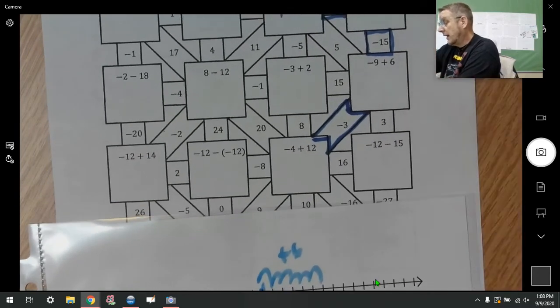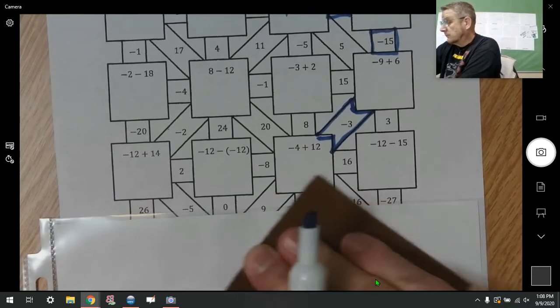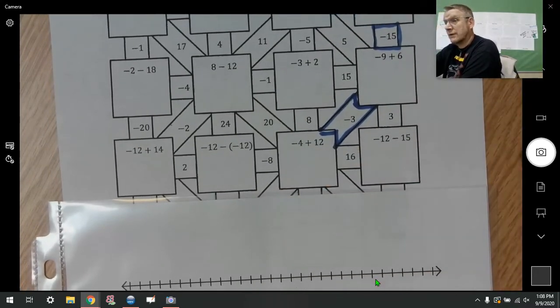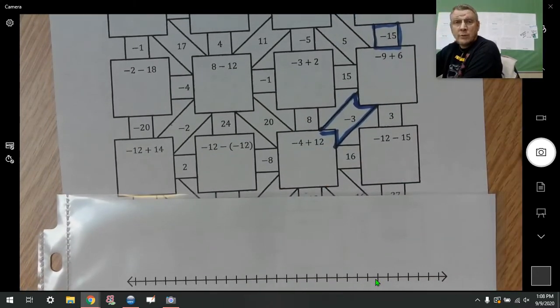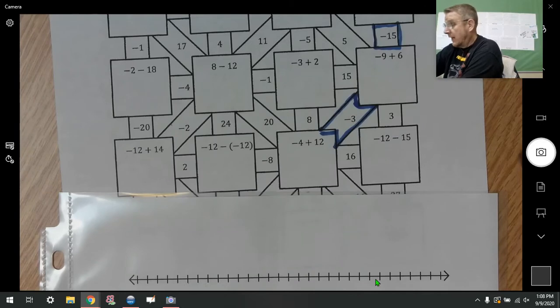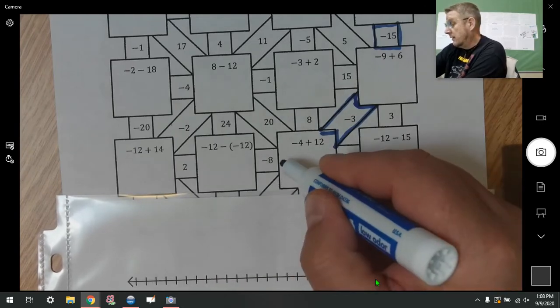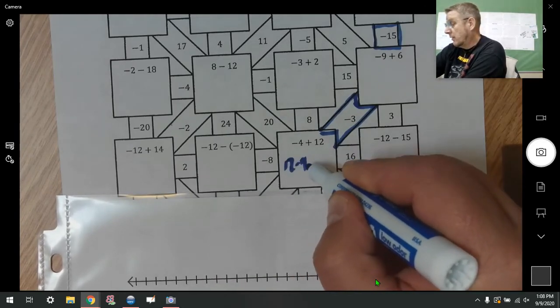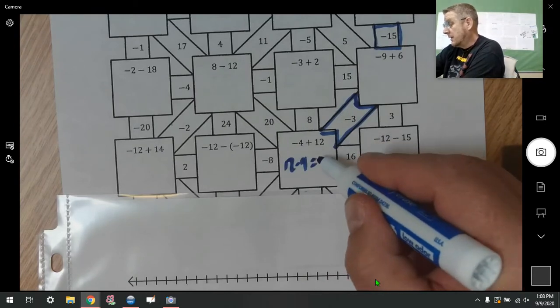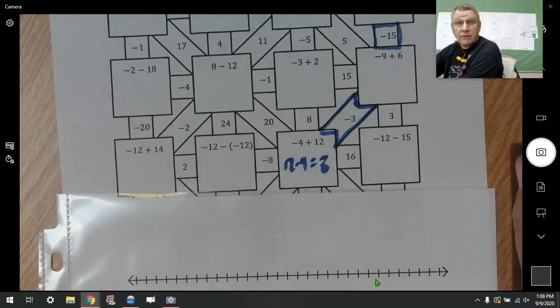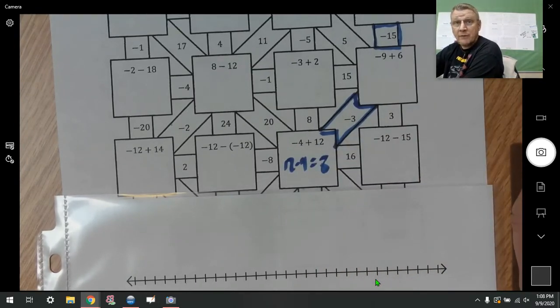So now I end up with negative 4 plus 12. Now these signs are different. So another way to do it is this. If the signs are different, we can actually just subtract them. And I can just say 12 minus 4, which happens to be 8. And since 12 is farther from 0, I'm going to keep that positive number. So that would actually be a positive 8.